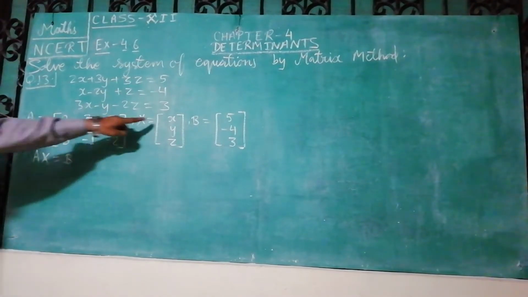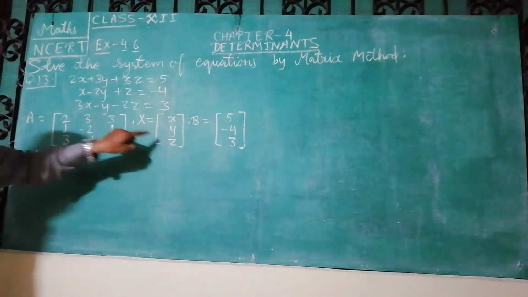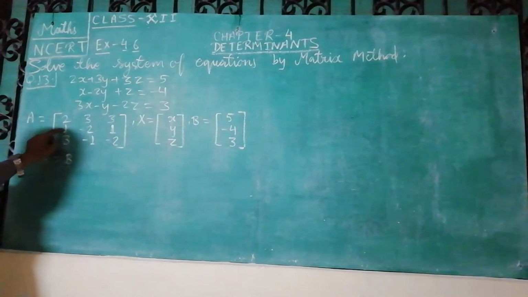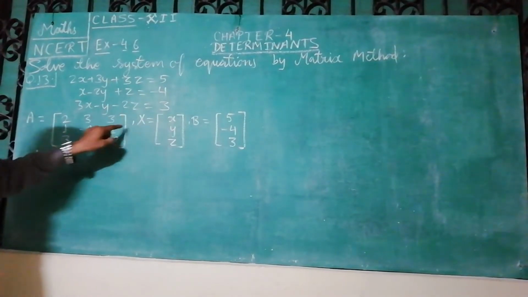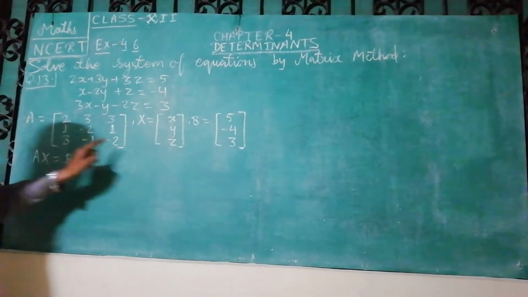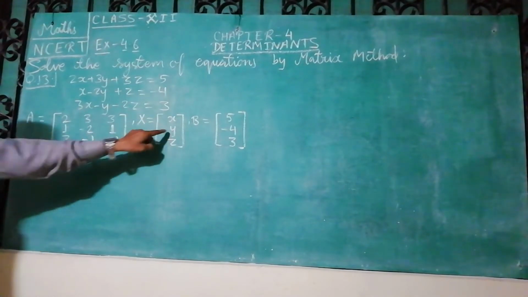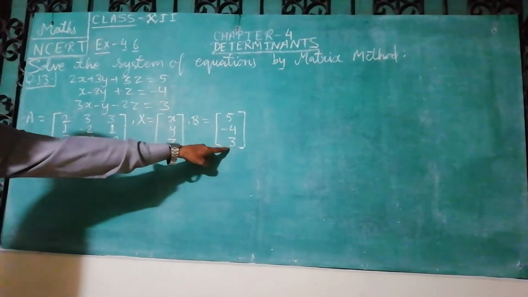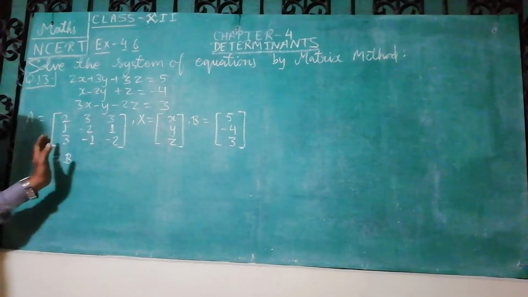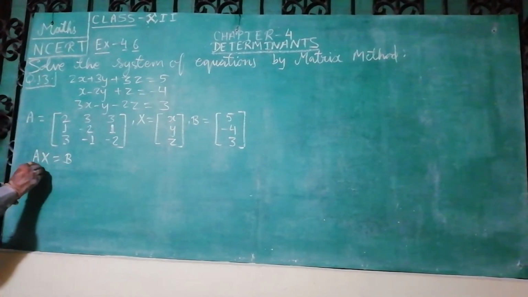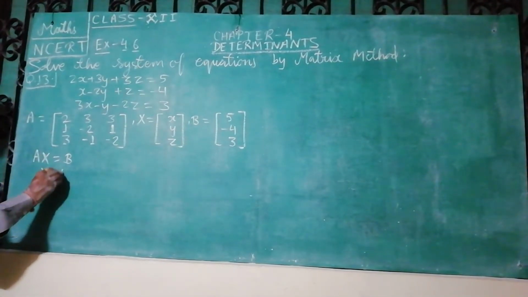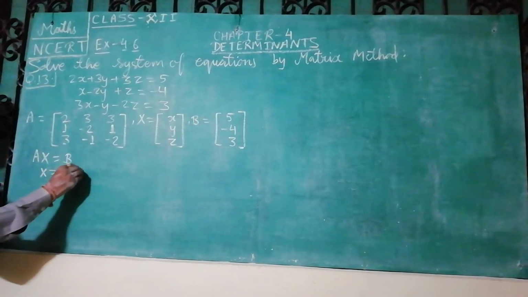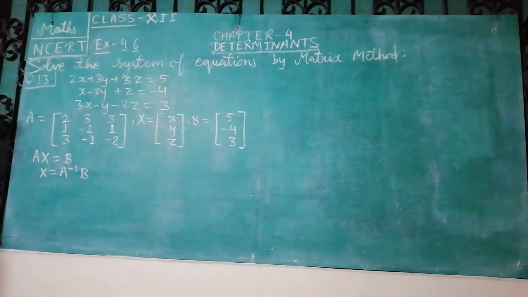Concentrate here. 2x plus 3y plus 3z is equal to 5. 1x minus 2y plus 1z is equal to minus 4, and 3x minus 1y minus 2z is equal to 3. In this manner the equations are given. So AX is equal to B means what? X is equal to A inverse B. This is required. So we have to find A inverse here.